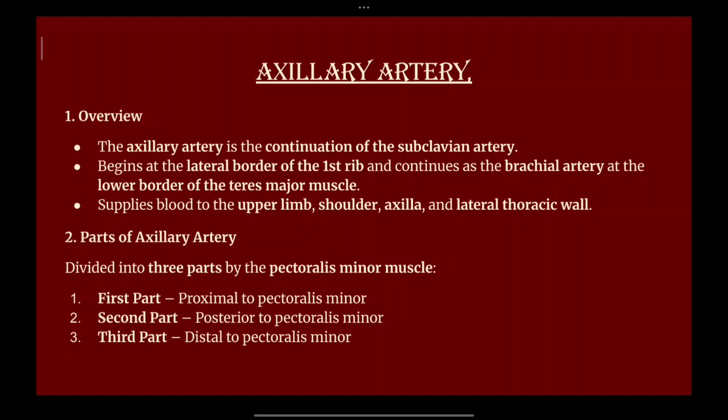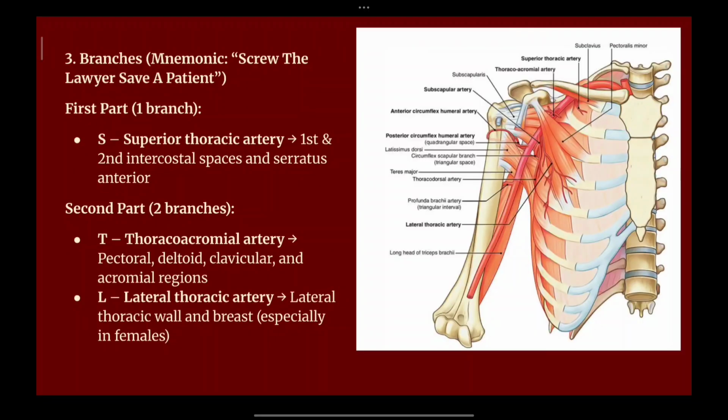The axillary artery can be divided into three parts in relation to the pectoralis minor muscle, or the chest muscle. The first part is proximal to the pectoralis minor. The second part is posterior to the pectoralis minor. The third part is distal to the pectoralis minor.